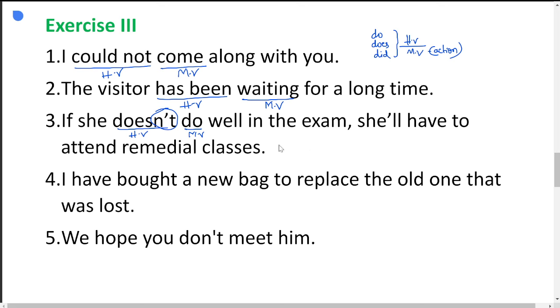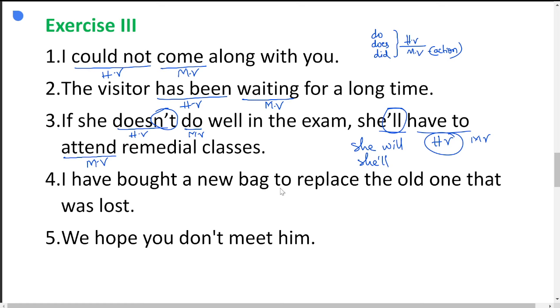Next one, she will have to attend remedial classes. Now tell me what is the helping verb and what is the main verb here. Attend is the main verb. Attend is the action, right? So attend must be the main verb here. Next, she will can be written as she'll in the short form. So she will here comes under helping verb. Have to is another helping verb. This is a modal auxiliary. Now she will is one modal auxiliary, have to is one modal auxiliary. Attend is the main verb.